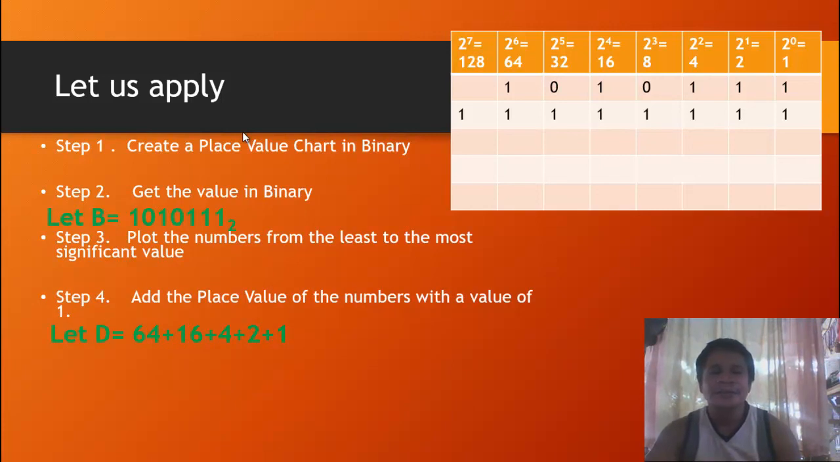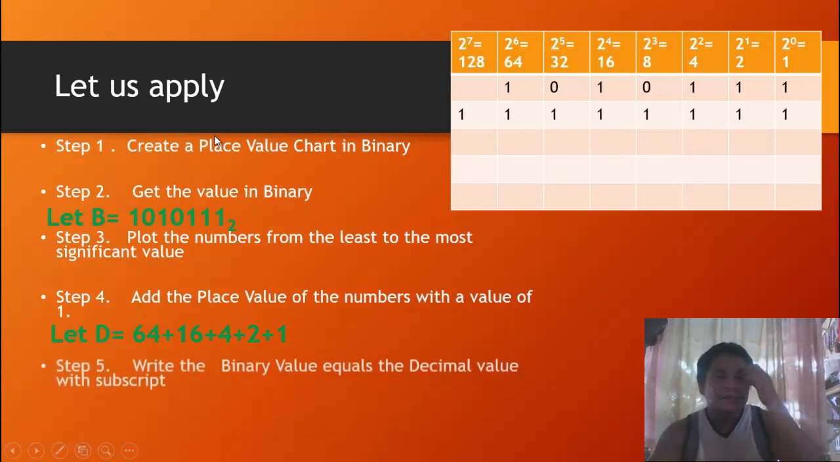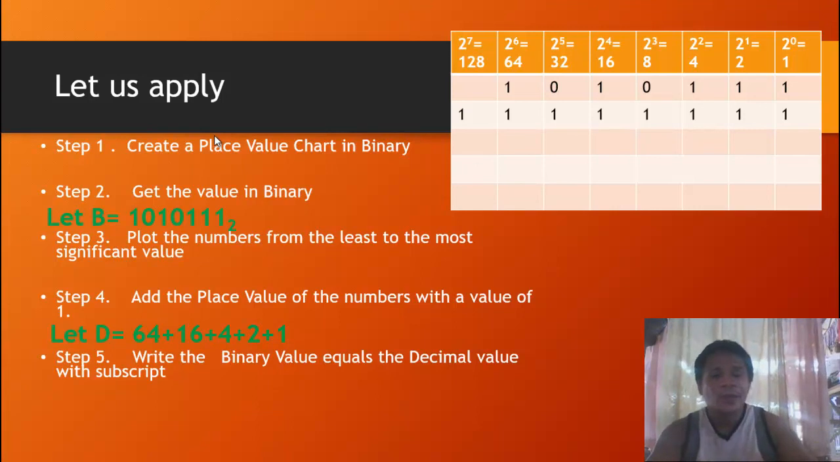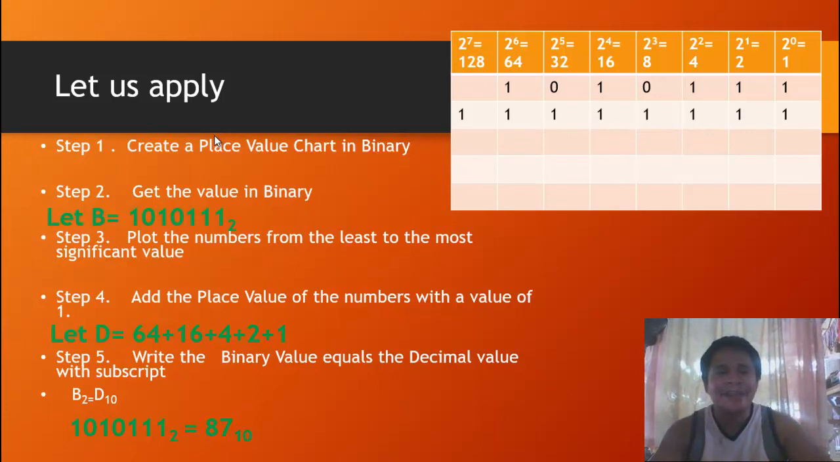So, since 2 to the power of 6, 2 to the power of 4, 2 squared, 2 to the first power and 2 to the 0 power have the value 1, then we have to add 64 plus 16 plus 4 plus 2 and plus 1. So write the value equals the decimal value with subscript. That's it. So 1010111 base 2 is equal to 87 base 10.